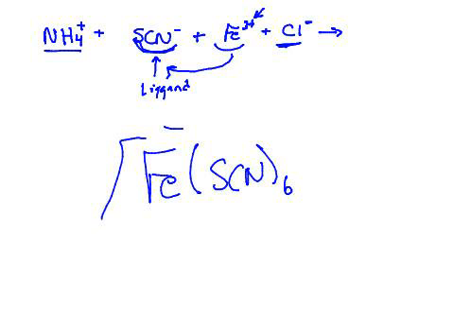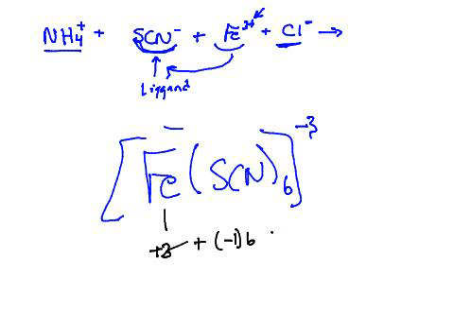Now, what will be the charge of this beast? -3 is correct. Now, how in the world did you get that? The iron has a charge of +3, and the thiocyanate is -1, but there are 6 of them. If you add that up, it comes out to -3. You just add them up. Simple algebra. And to balance that, I think we'll need a 6 here. And the chloride goes away, and the ammonium goes away.